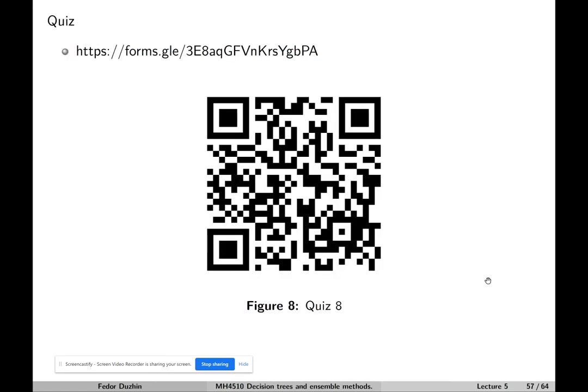Okay, so this was random forest. So let's do a little quiz about random forest, about the random forest construction.